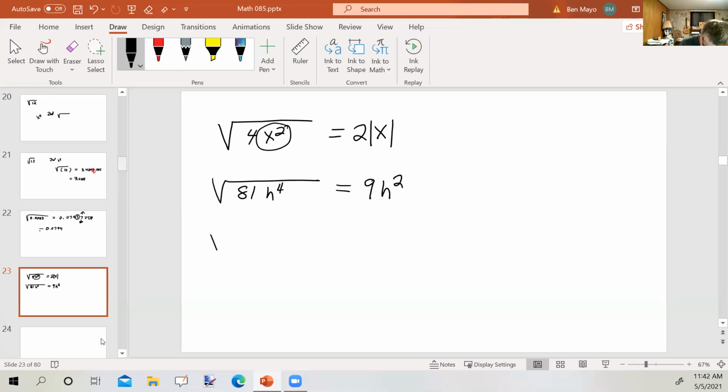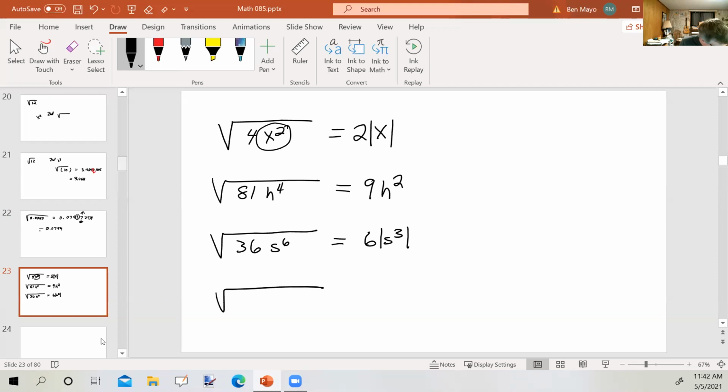What about this one? The square root of 36s to the 6th power. Well, the square root of 36 is 6. The square root of s to the 6th would be s to the 3rd. Do I need absolute value bars here? Yes, I do. Again, we're taking an even root. And if s is negative, s cubed would still be negative, and we can't have a negative answer when we're taking an even root.